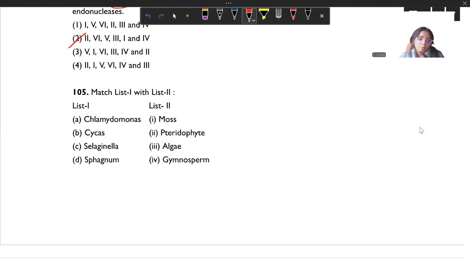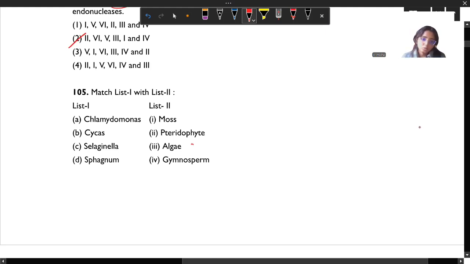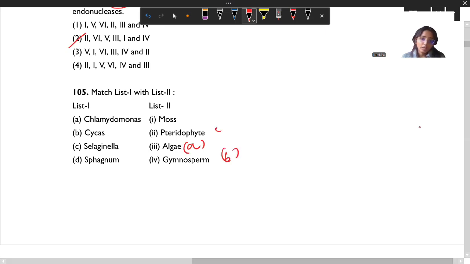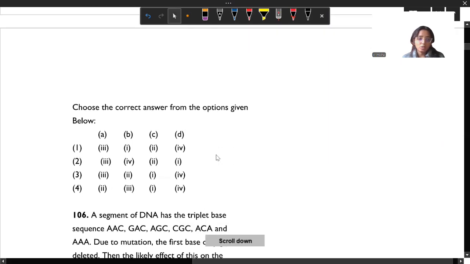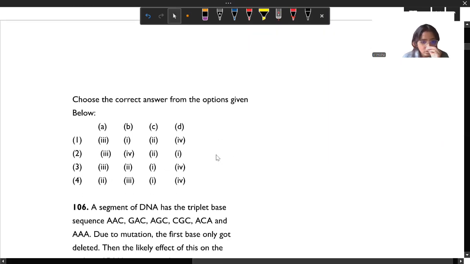What is Chlamydomonas? It is an algae. Cycas is a gymnosperm. Selaginella is a pteridophyte. Sphagnum is a moss. So the answer is A3, B4, C2, D1. So the correct option is the second option. Okay. Moving on.